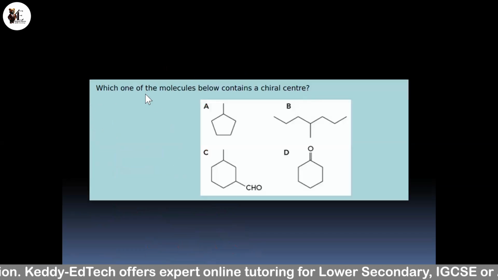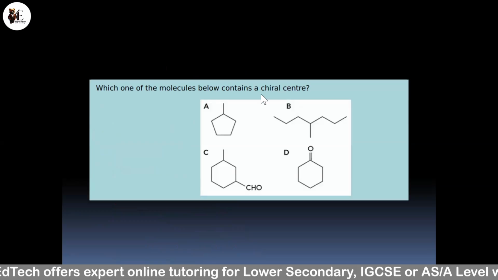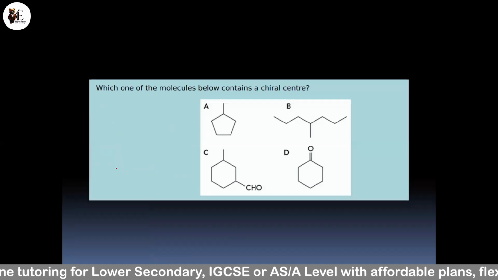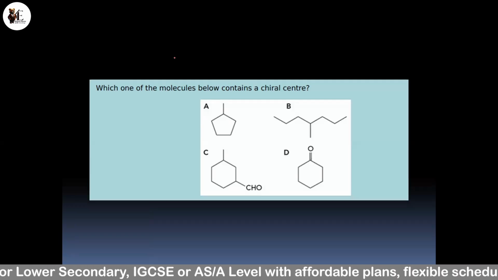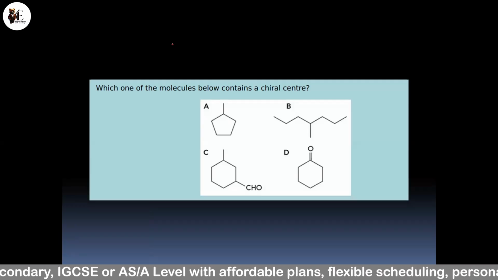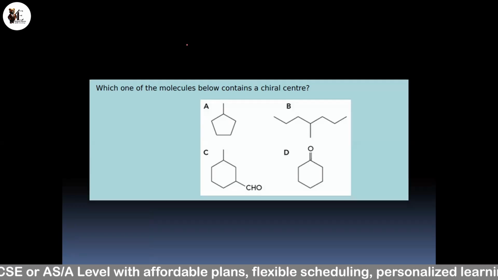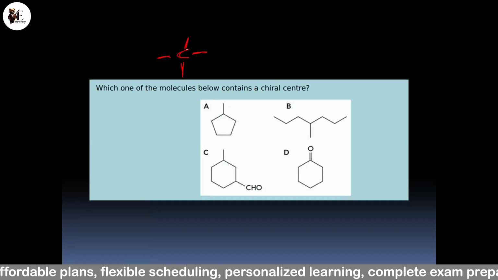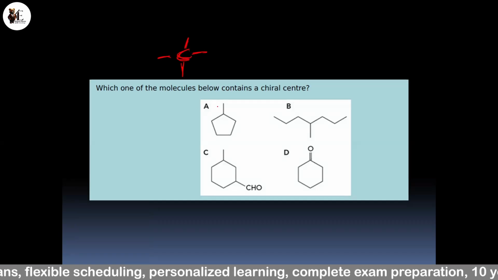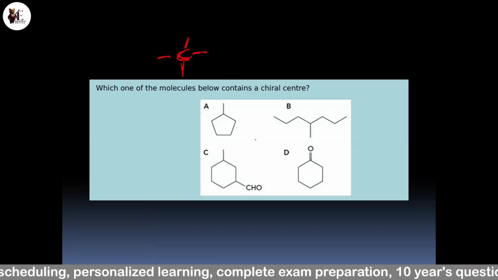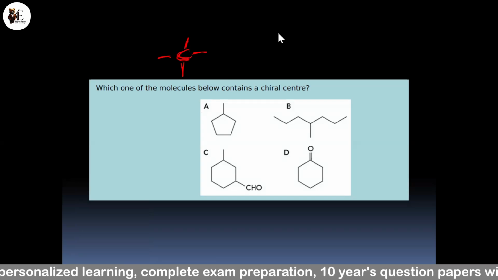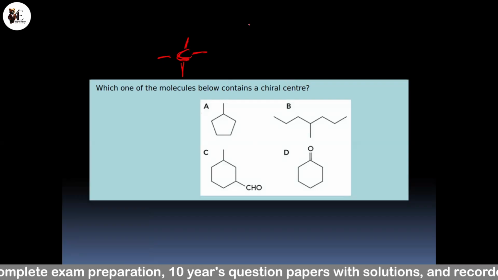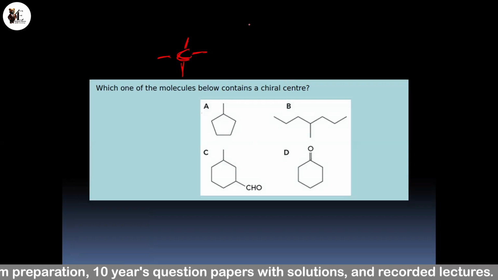So the second question says: which one of the molecules below contains the chiral center? What is the chiral center? A carbon atom where 4 different groups are attached is called a chiral carbon. So from A, B, C and D, look and tell me which compound contains a chiral center. 4 different groups are attached to the carbon.